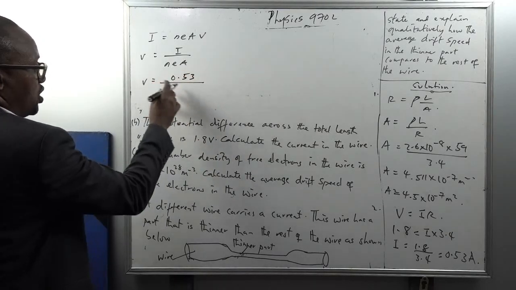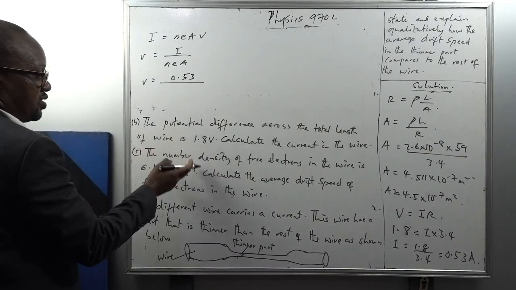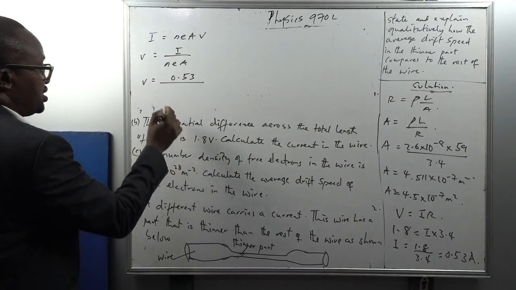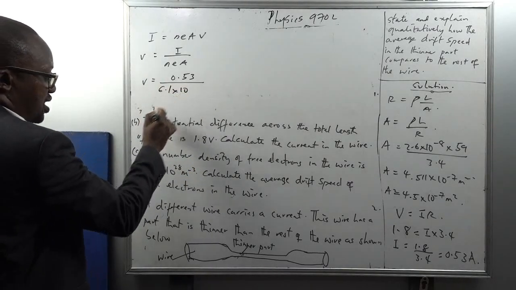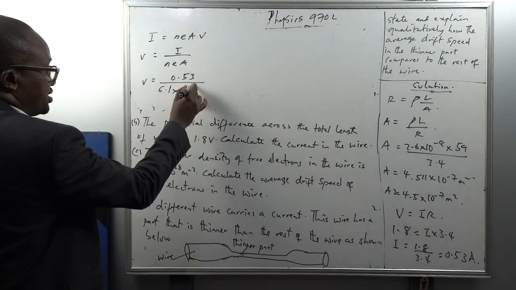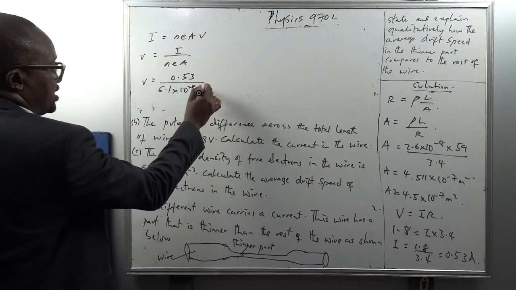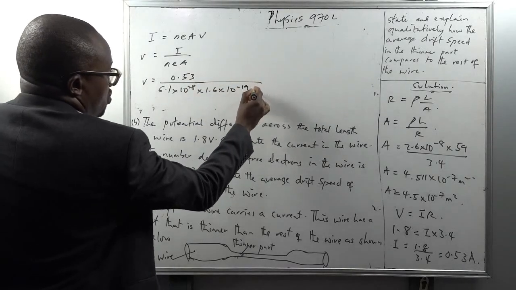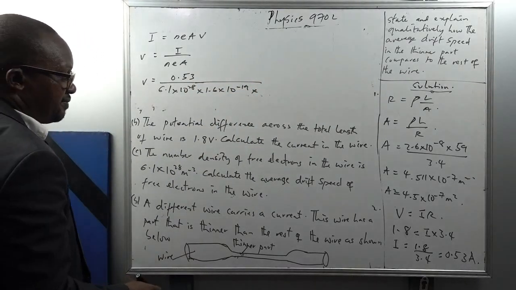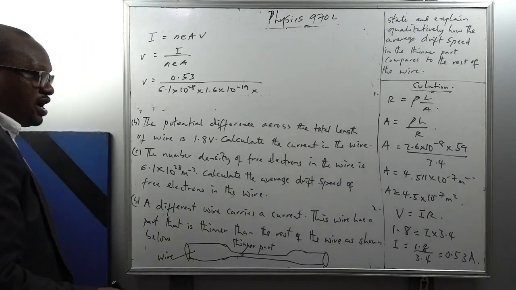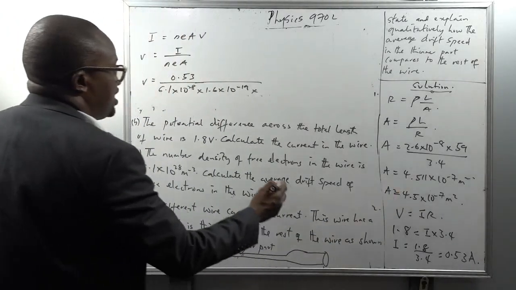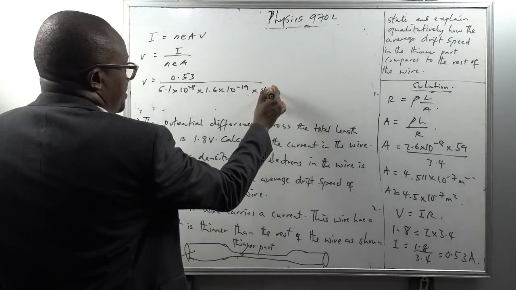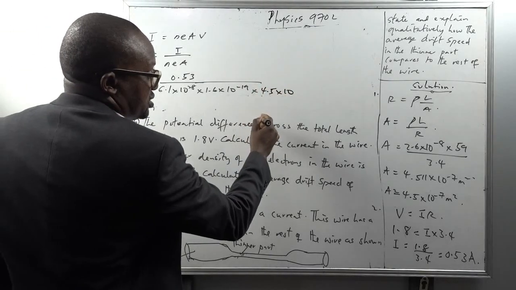0.53. What is the number density of free electrons? 6.1 times 10 power 28. What is the elementary charge? 1.6 times 10 power minus 19. What is the cross-sectional area? That is the first thing you are asked to show, that the cross-sectional area is 4.5 times 10 power what?